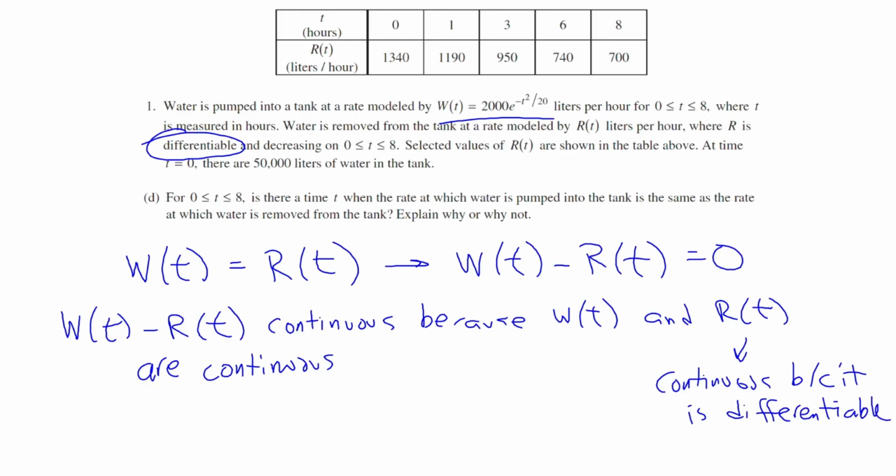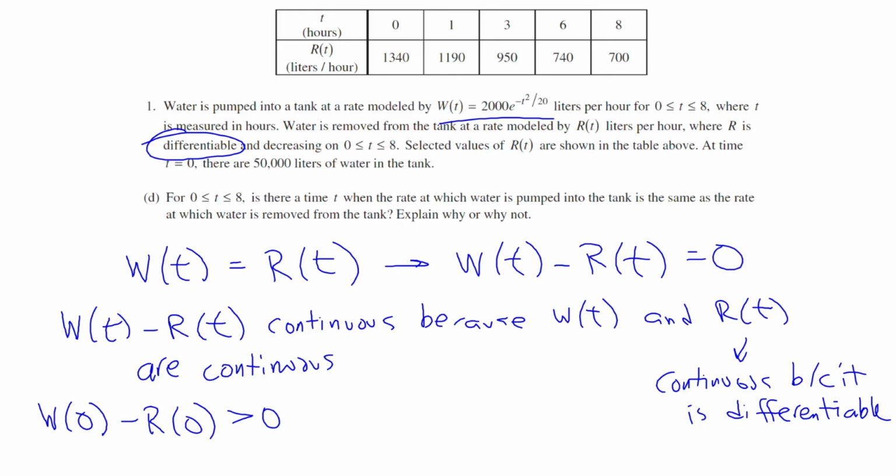So what we want to try and do then is just figure out if there is a time when W minus R is positive and a time when W minus R is negative. And we've only got a few different values to test here that we could possibly test for R. So let's just start at 0. And W of 0, if you look at that, you're going to get 2000 e to the 0, or just 2000 times 1, which is 2000. So W of 0 is 2000. And R of 0 is less than 2000. So W of 0 minus R of 0 is certainly positive.